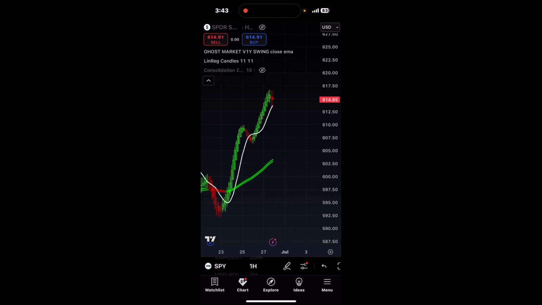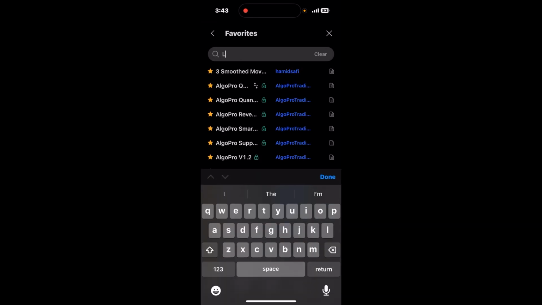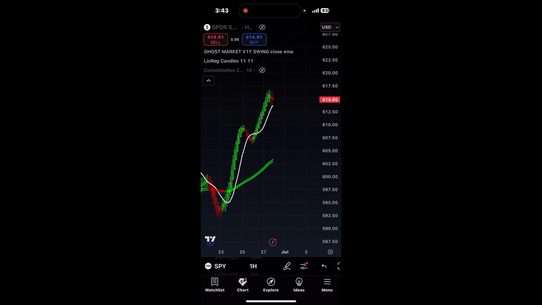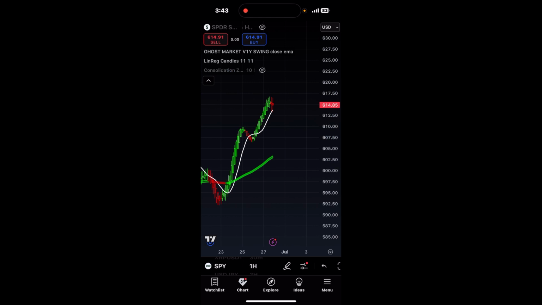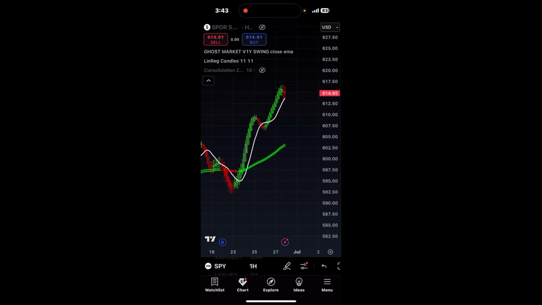The next thing you want to get is your linear regression. Go to your indicators, choose linear regression by UGURVU, and plug that in. Once you have that there, you want to hide your candles. Once you have these two, you're basically set up. These are the two main indicators.